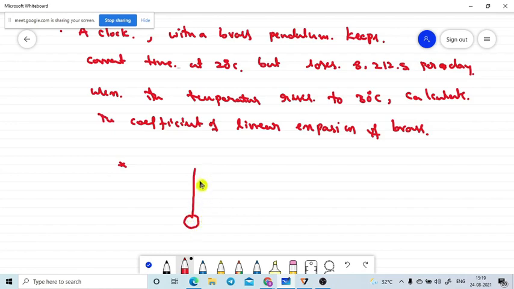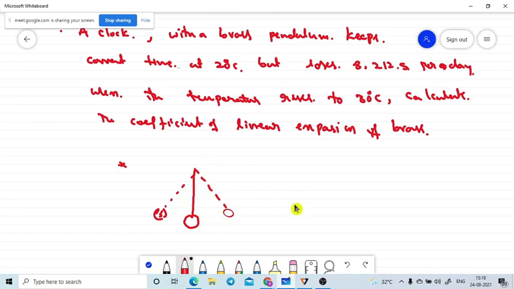It will move from the mean position to one side, after that it will go to the other side. So due to this motion of the pendulum only, the clock will show the timing. Old model clocks, you can easily observe.